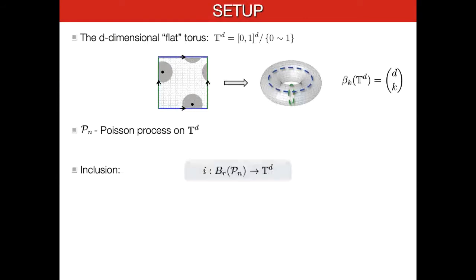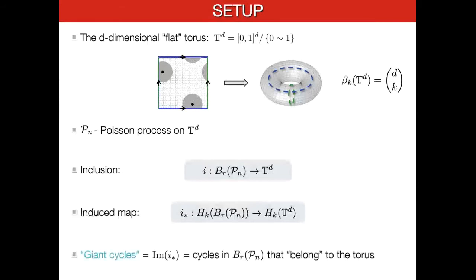In order to do that, I have an inclusion map from the union of the balls from the occupancy process to the torus. And this induces a map in homology, between the homology of the random union of the balls and the homology of the torus. My giant cycles are just going to be the image of this map. So every cycle that I see in my random structure that is mapped to a non-trivial cycle in the torus, I'm going to call a giant cycle. And my questions are going to be about this image of i star.